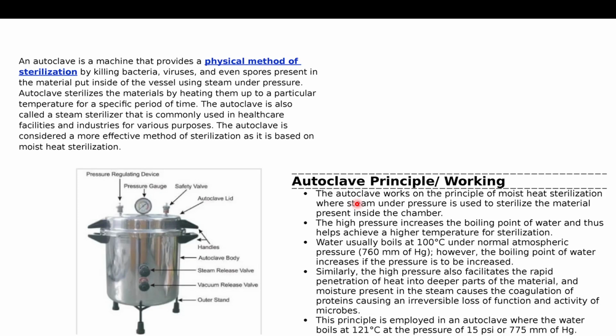The autoclave works on the principle of moist heat sterilization, where steam under pressure is used to sterilize the material present inside the chamber. The material in question can be glassware, media, liquid media, or tips, and then different kinds of beakers, measuring cylinders, etc. Those can be sterilized.